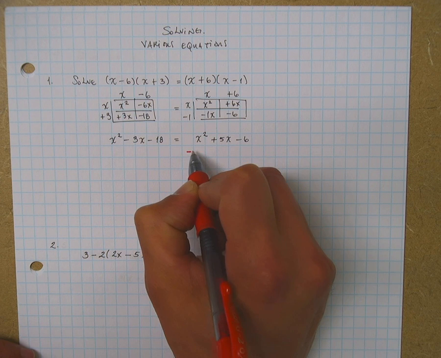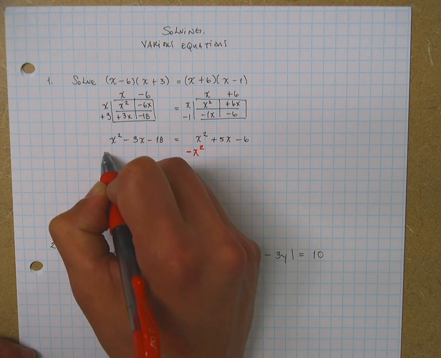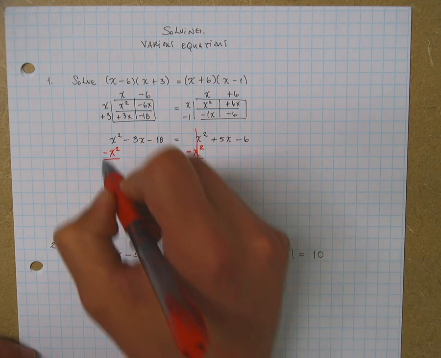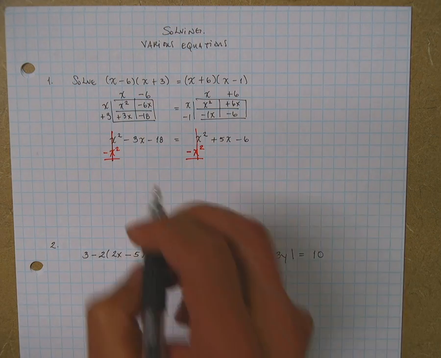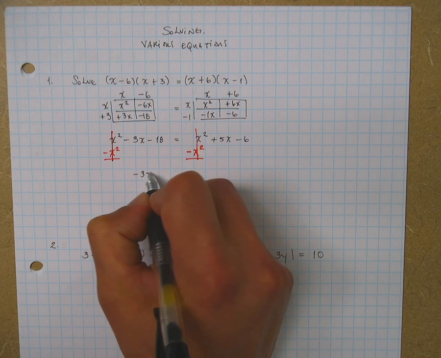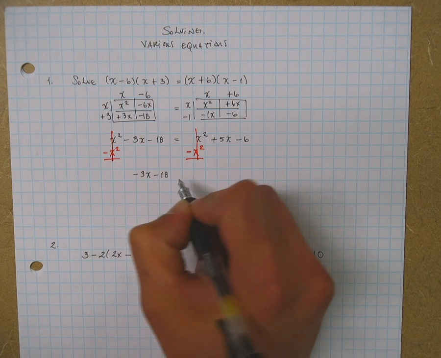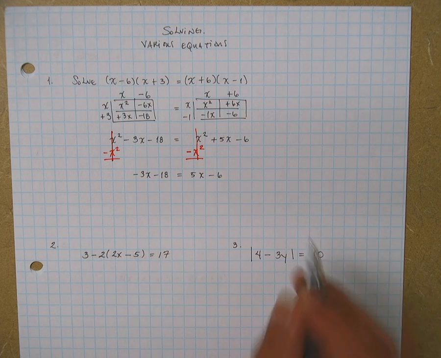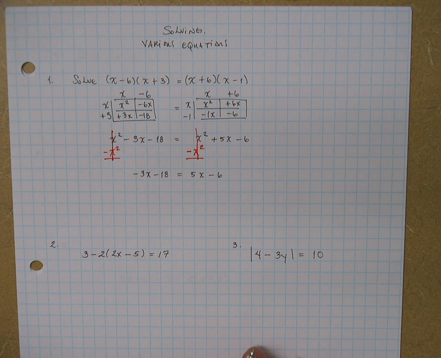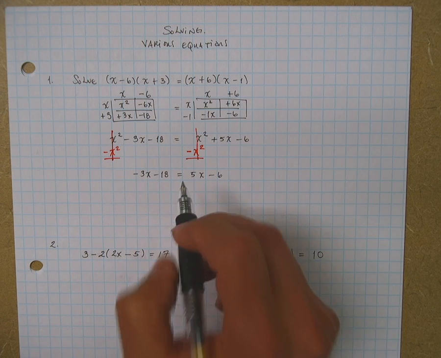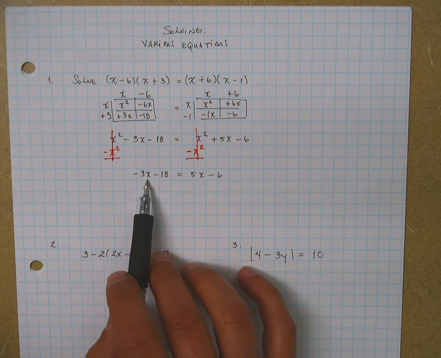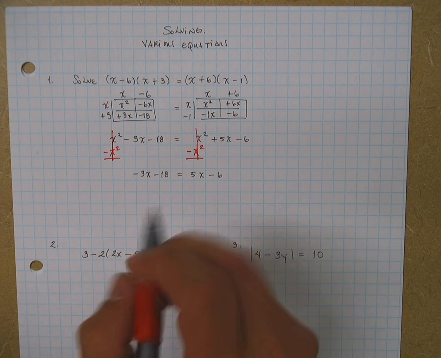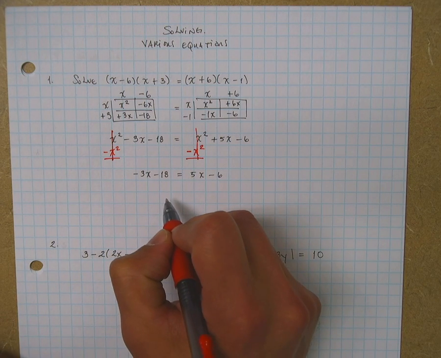So I'm going to do a minus x squared. And you can tell this guy disappears. So does this guy. I'm left with negative 3x minus 18. And then I have 5x minus 6. And that makes it an easier equation to work with. Okay, now remember, a lot of students look at it, oh, negative 3, positive 5, oh, that's a 2. No, it's not. Remember, you want to go ahead and combine like terms.